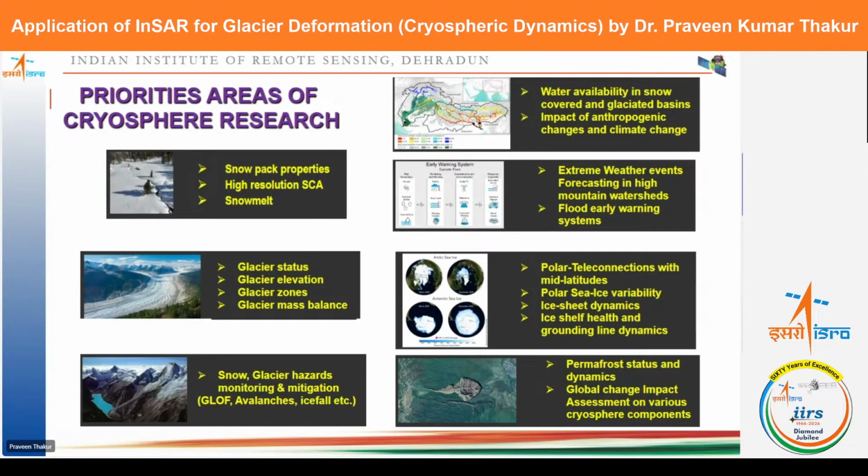I may not touch all these parameters because for addressing each of these questions, you need a systematic observing system. These frozen components mostly are found in remote and inaccessible areas. If you want repeated coverage of measurement, which can give you the correct information about their status and volume, we need to use remote sensing.